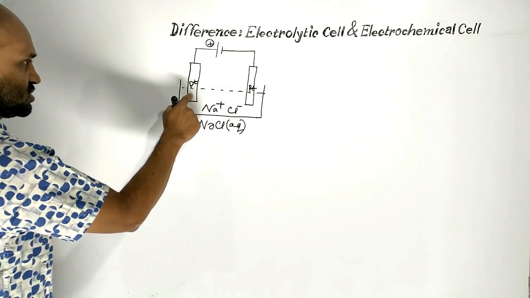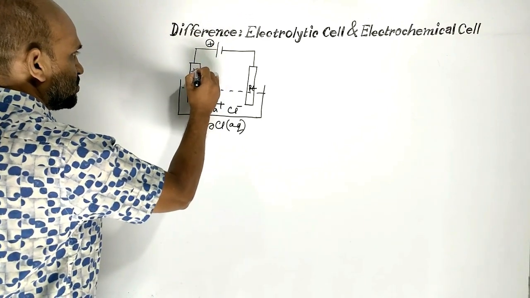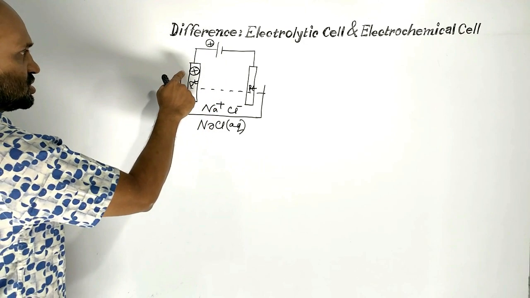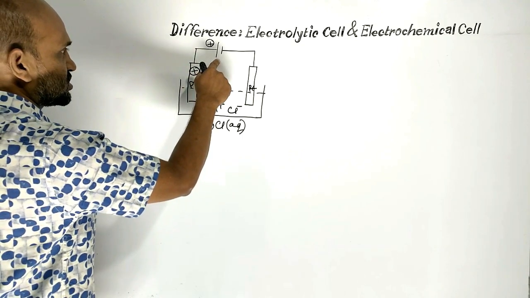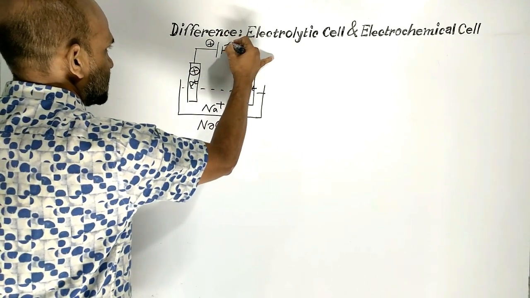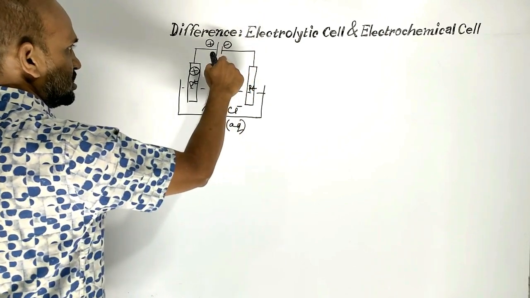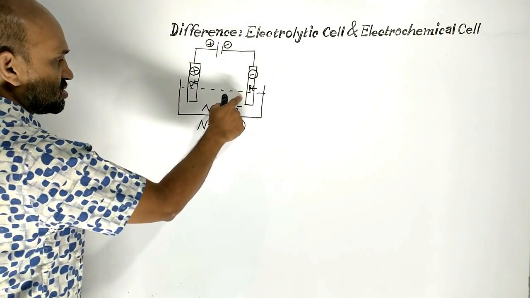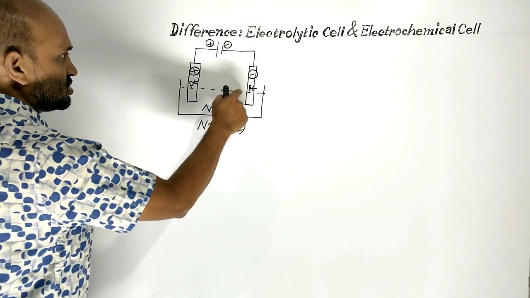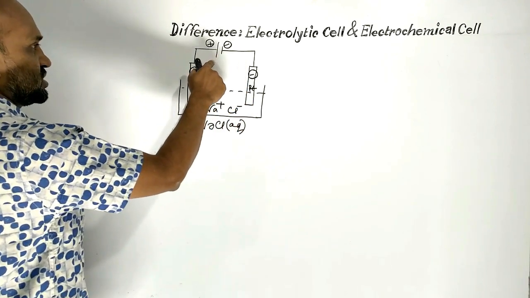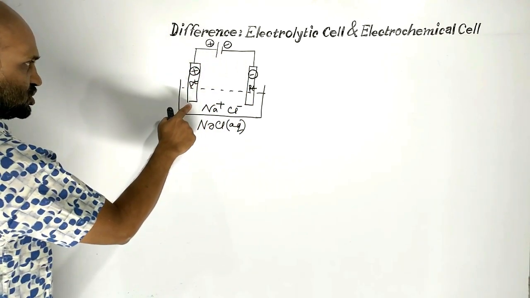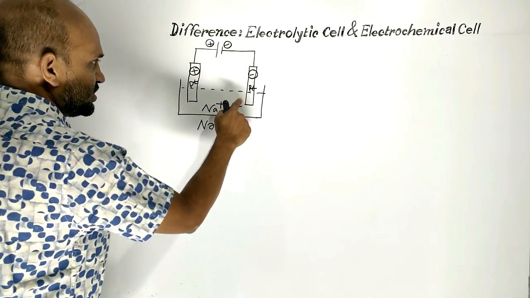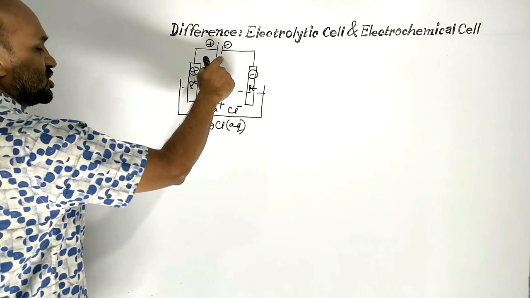So this metallic strip is positive in charge, because this is connected to the positive end of the electrical power. This is the negative end of this electrical power. So this is negative in charge. Why is this negative in charge? Because this is connected to the negative end of the cell. Again, this is positive because it is connected to the positive end of the cell, and this is negative because it is connected to the negative end of the cell.